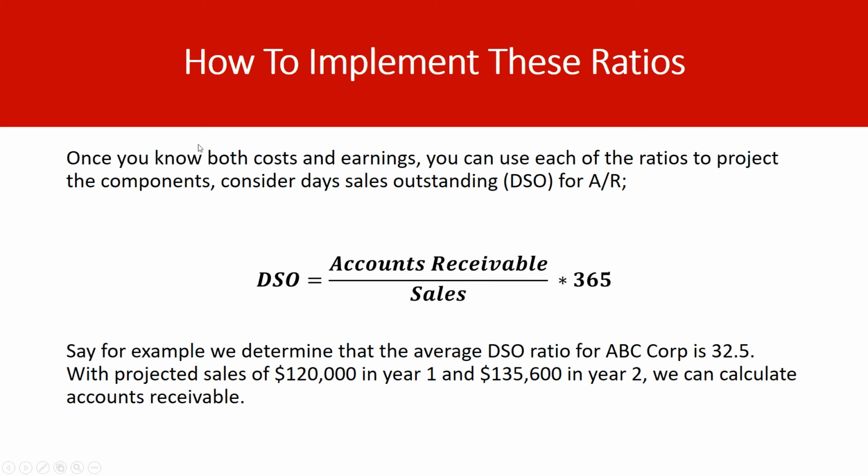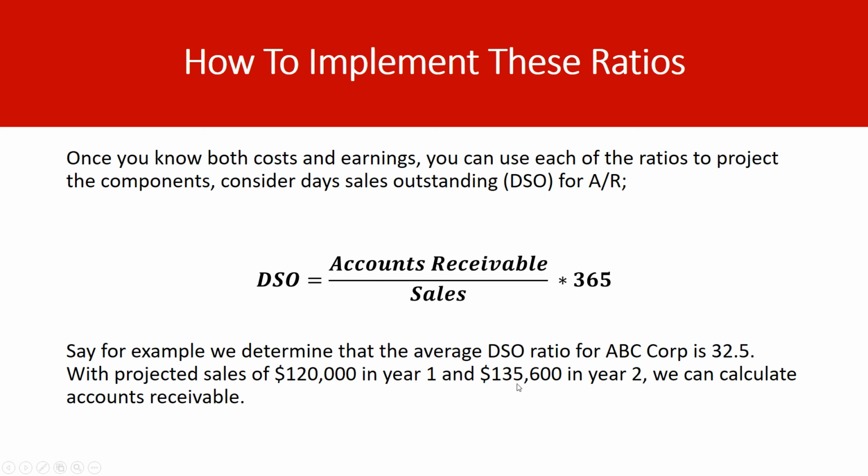So once you know both costs and earnings, you can use each of the ratios to project the components. Consider days sales outstanding, the DSO ratio for accounts receivable. We already talked about this, but I'll go once again because this is really important if you don't understand. Say, for example, we determine that the average DSO ratio for ABC Corp is 32.5. So there's 32.5 on the left-hand side. With projected sales of $120,000 in year 1 and $135,600 in year 2, we can calculate accounts receivable.